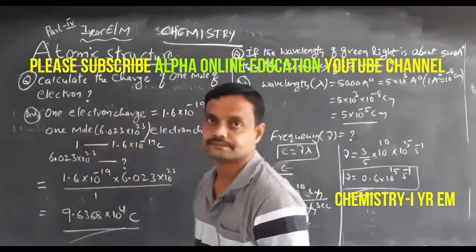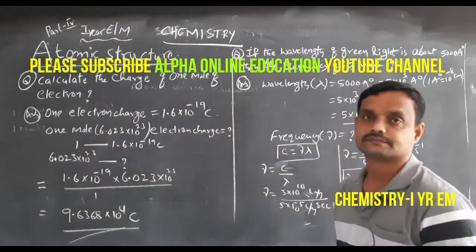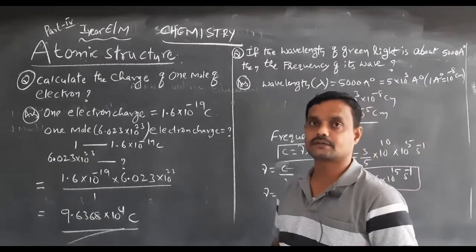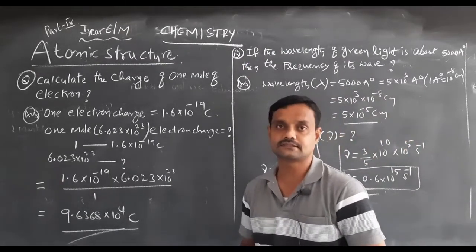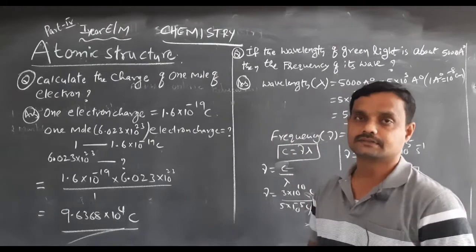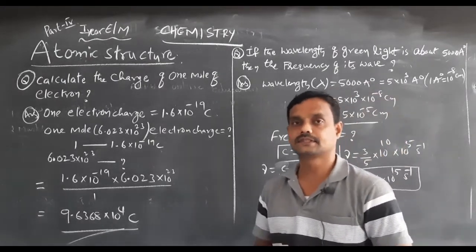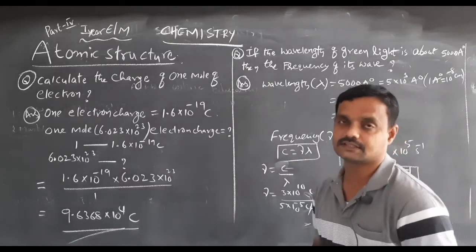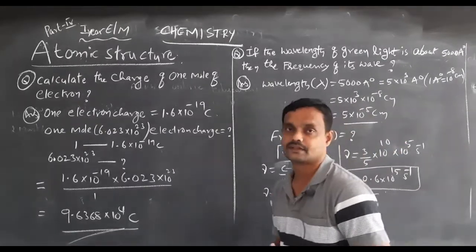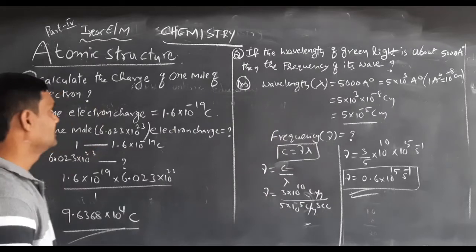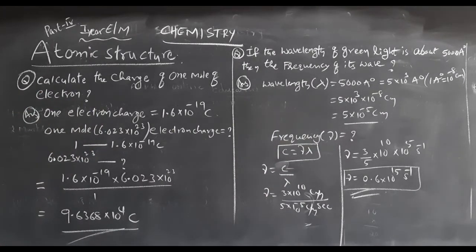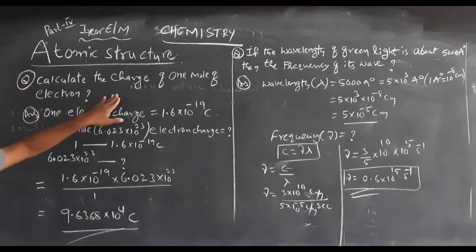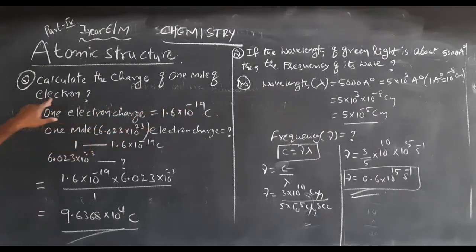Okay, students. So now here we discuss some problems related to frequency, wavelength and wave number, in the part of our video of chapter 1 first year chemistry, that is the atomic structure. For example, here we solve some problems. First one is: calculate the charge of 1 mole of electron.